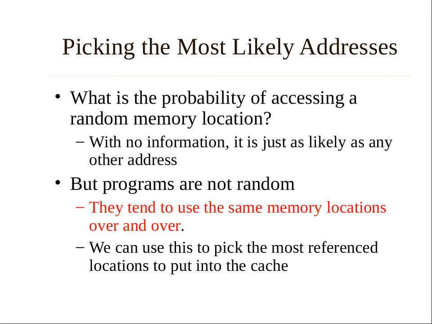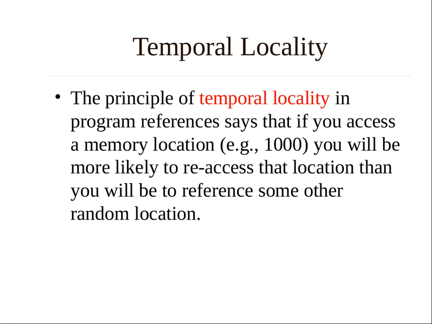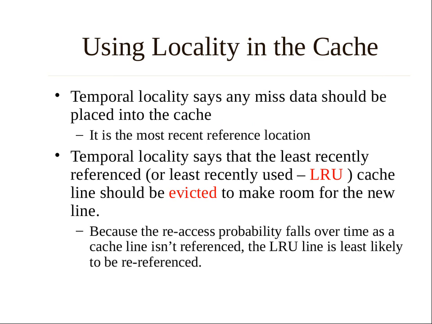How do we find the most likely address? Well, what's the probability of accessing a random location? It's just like accessing any other information. So pretty much random is not a good idea, especially since most programs are not random. They tend to use the same memory location over and over again. So really, whatever has been the most recently accessed item will probably be accessed again. And that's what we call temporal locality. If you access a memory location like 1,000, you're more likely to re-access that location than some other random location. So if it was just accessed, go ahead and keep it inside memory or in your cache.